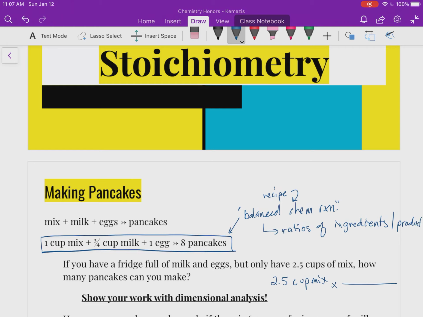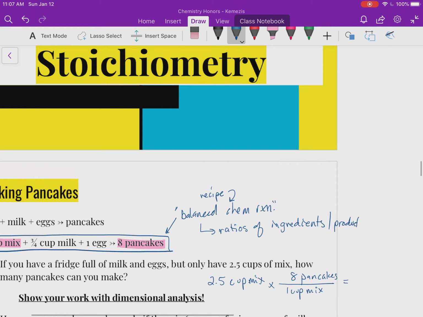And it's through this ratio that we are going to be able to answer this question, because if I look at the recipe, I need 1 cup of mix, which then will give me 8 pancakes, assuming that I have enough of everything else, and based on the question we do. So I can say for every 1 cup of mix, we get 8 pancakes. And so this will work out to 20 pancakes, and that's our answer.